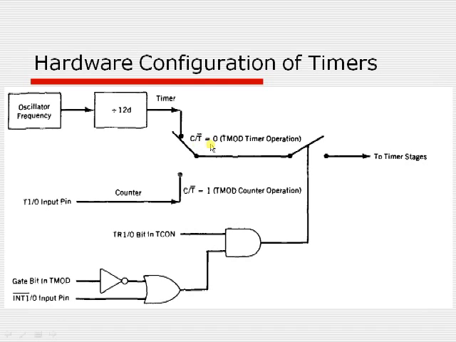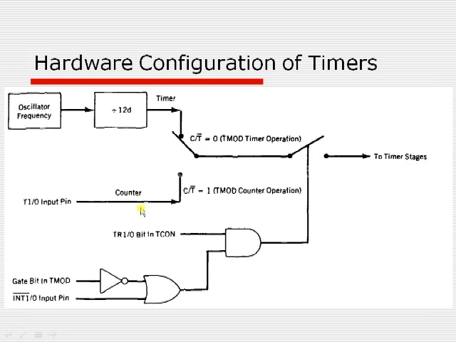If this C/T bar bit is 0, then it works as a timer. Therefore this switch will be connected to this point, and the timer registers will get the clock signal from the oscillator frequency through this source. If this C/T bar bit is 1, then it works as a counter. Therefore this switch will be connected to this point, and it will receive the clock signal from the T1 or T0 input pin, depending on the timer which we are using. If it is getting the clock signal, then only the timer runs. If not, it stops.